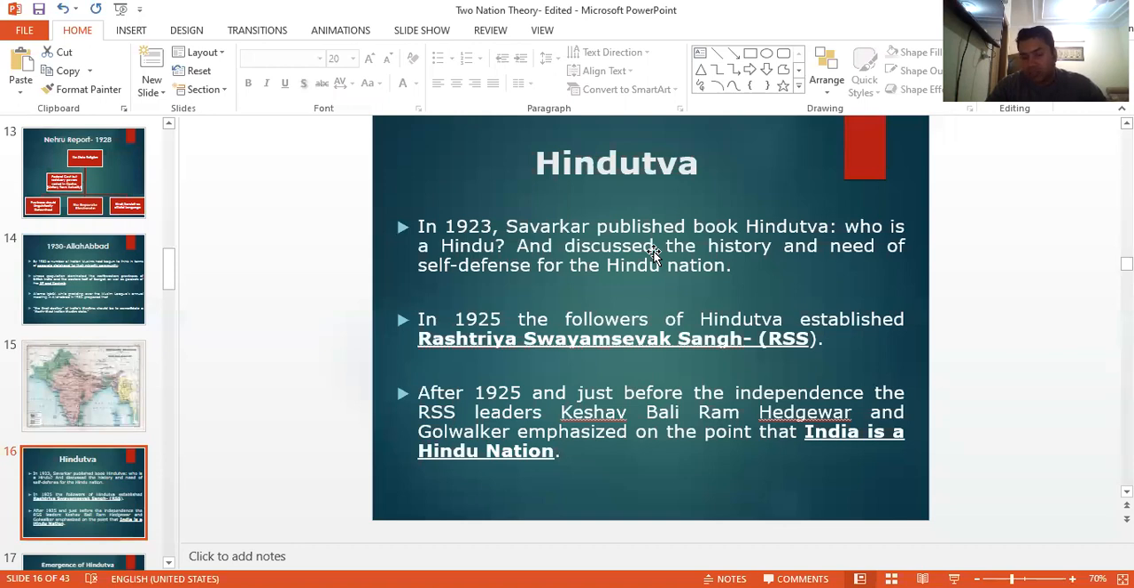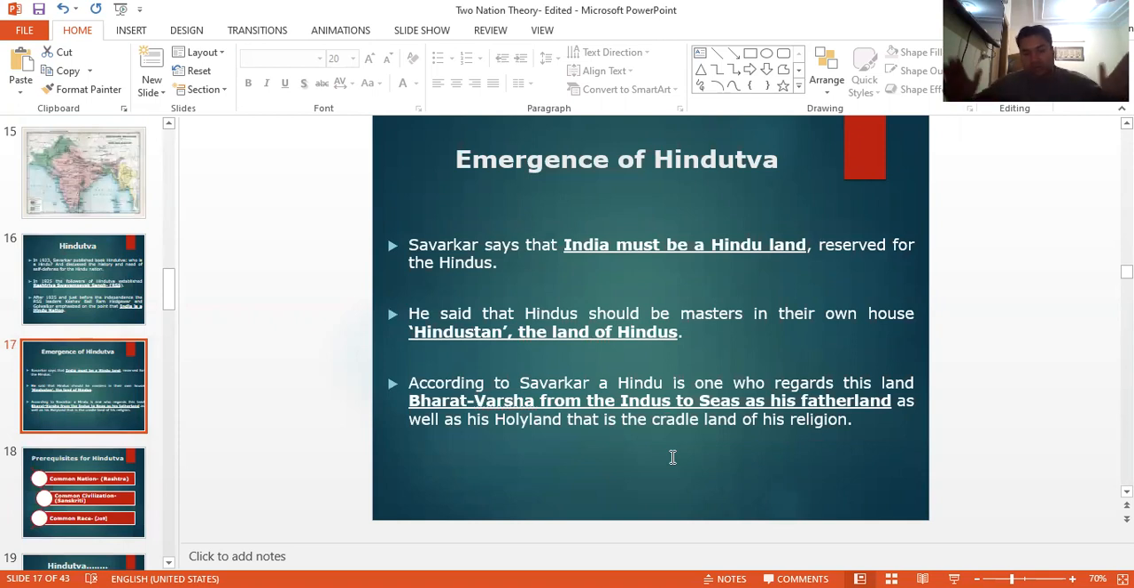This was an extremist organization which believed in a separate homeland, you can say a dominant power for the Hindus of the subcontinent, and they wanted to establish a Hindu Rashtra, a Hindu state, in which no other minority is allowed to live. After 1925 and just before independence, the RSS leaders Keshav Baliram Hedgewar and Golwalkar emphasized that India is a Hindu nation, and this actually contributed to the two nation theory. It ignited this fire in the minds of the Muslims that they should get their own separate homeland and avoid being a minority in a Hindu dominated society.